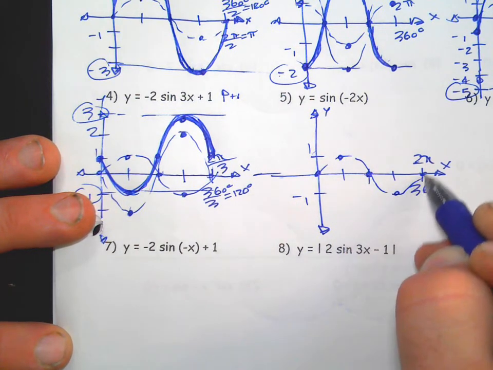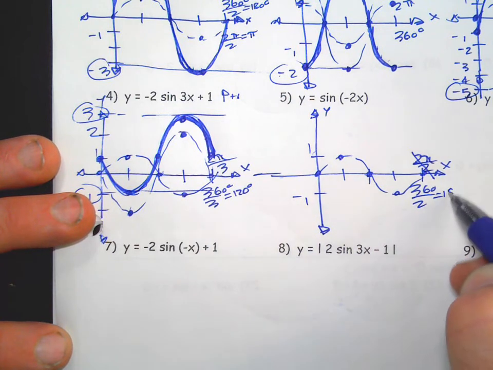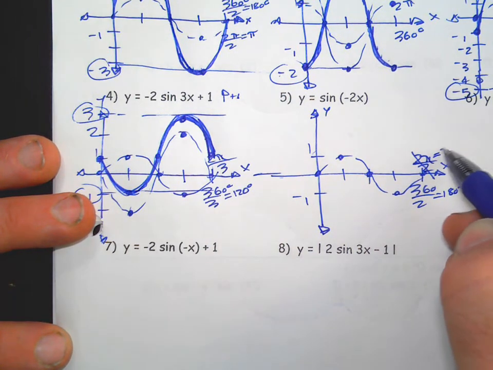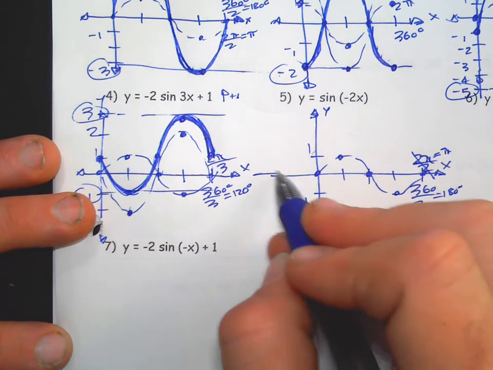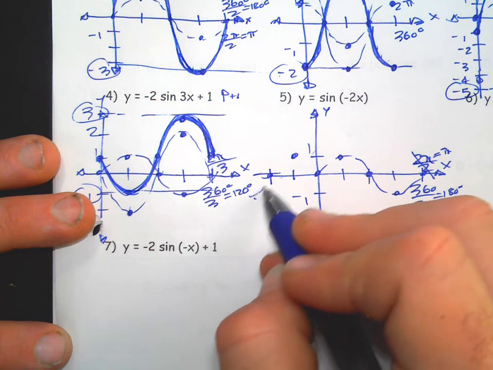So that's the parent function. Now the 2 divides the period by 2. So you get 180 degrees, you get pi radians. The negative flips it over here. So now that's going to go here. This can go here. It's going to look like this.